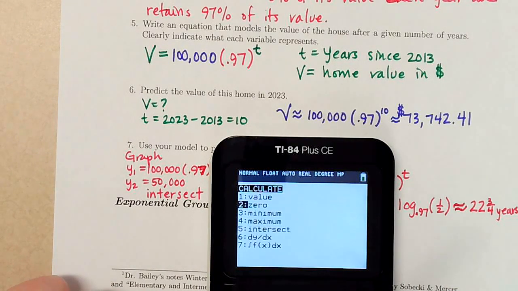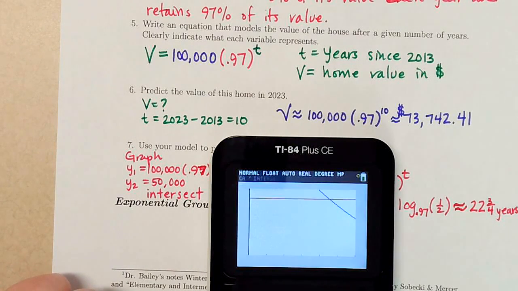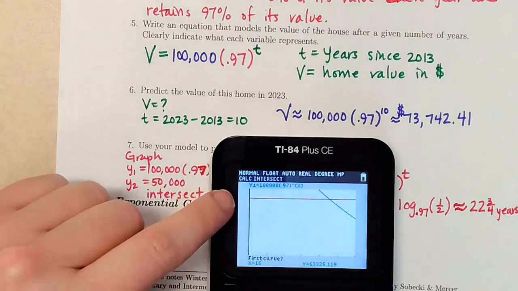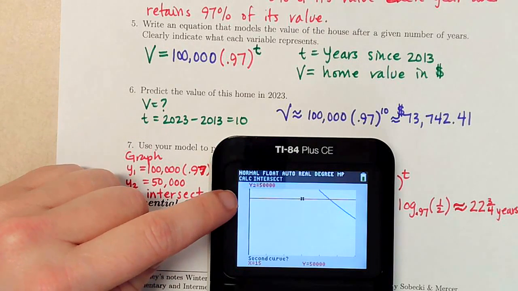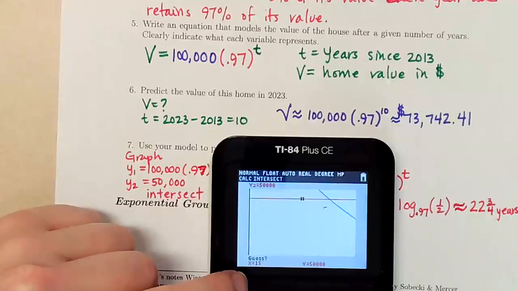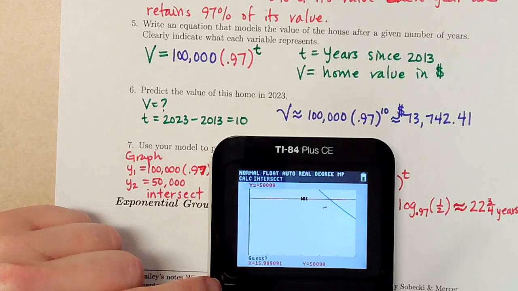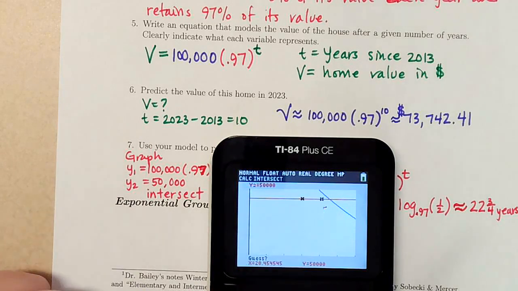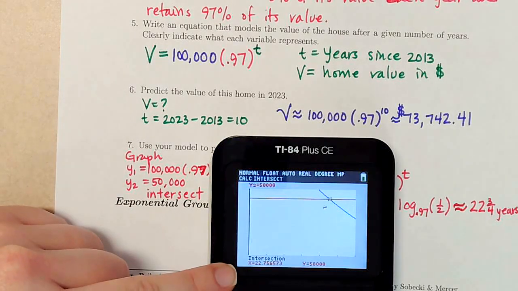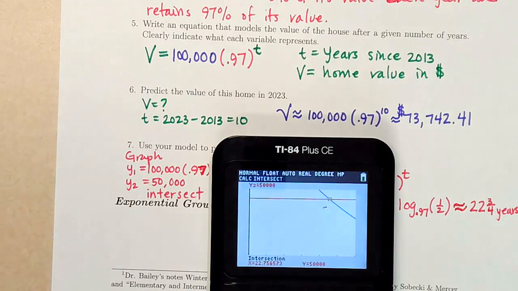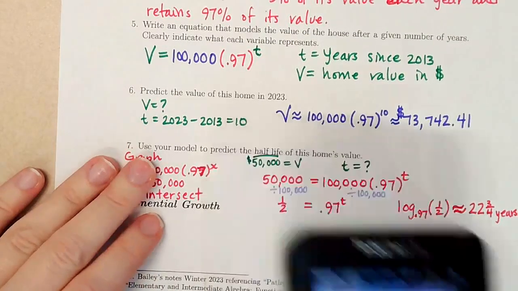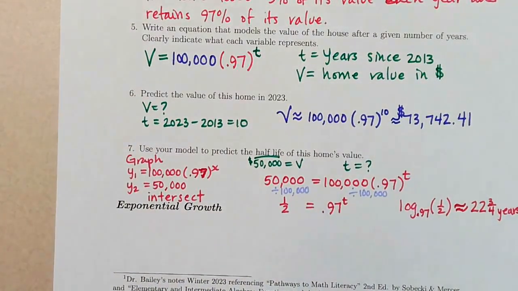Second calc. Sorry about that mistake. First curve, exponential blue. Second curve, 50,000 red. Guess. Oh, that's weird. My guess is right here. I'm going to hit enter. And the intersect, about 22.75 or 22 years and 3/4. So that's nice to have a validation or a check.